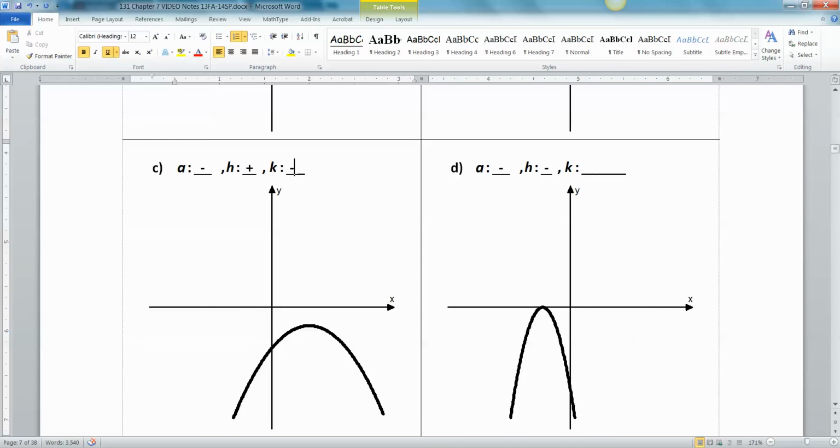And this one hasn't been moved up or down at all. So that's 0. I'm going to put 0 in there, right? Because it hasn't been shifted down. It's still on the x-axis.